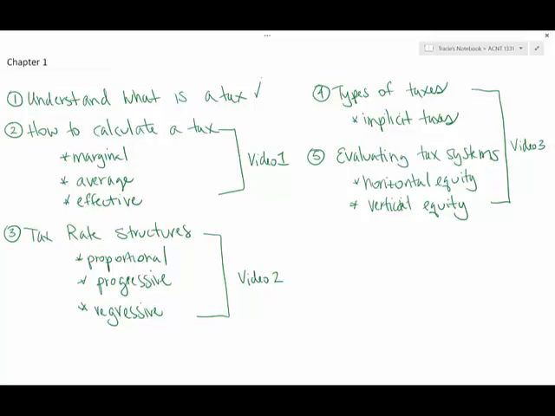Now, calculating a tax is actually the easiest part about taxes, and if all we had to do was just calculate the amount of the tax, then we would need a semester-long course for this. But instead, what is taxable is the actual hard part about individual income tax, determining all of the different rules and regulations related to what is taxable.